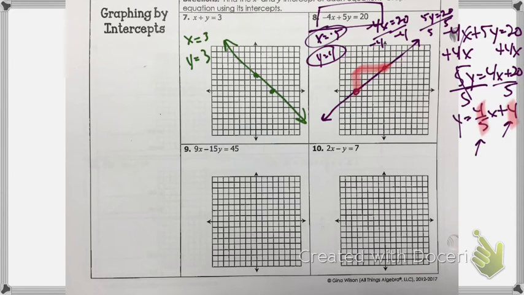Now, don't do this, but if you wanted to get this one in slope-intercept form, y would equal negative x plus 3. Check it out. Y-intercept of 3, down 1, right 1, down 1, right 1. Still works. Same line. Just a different way of looking at it, okay?